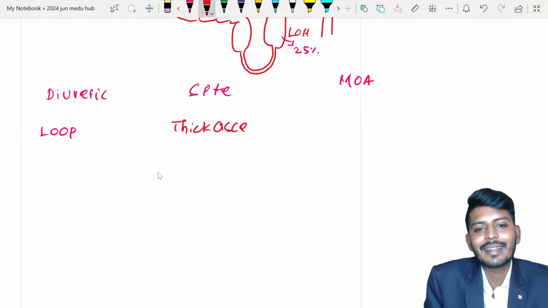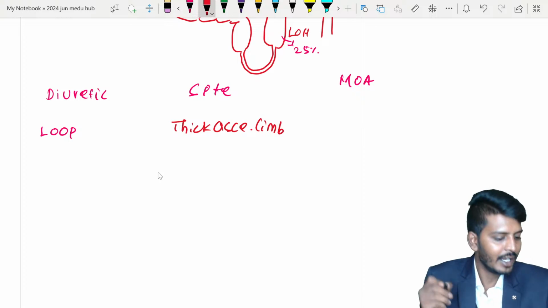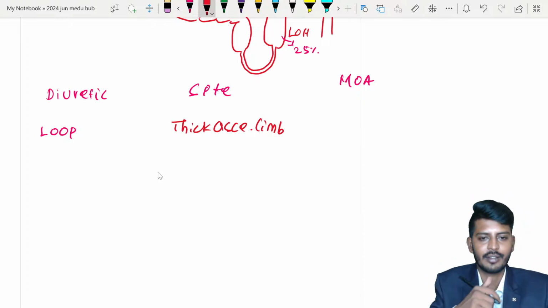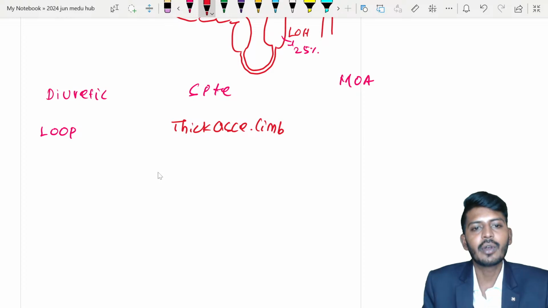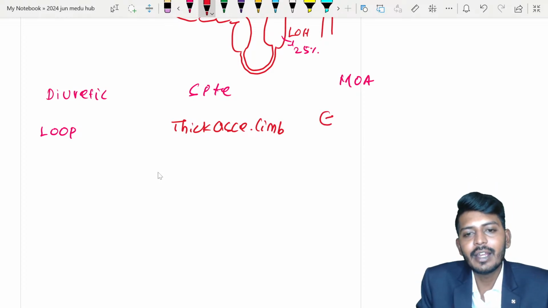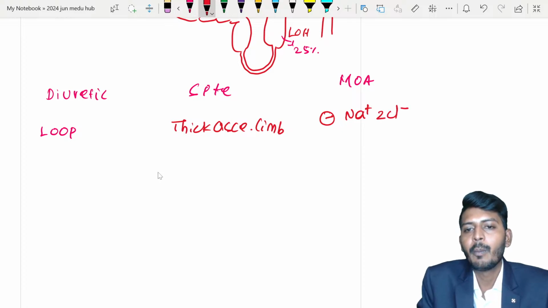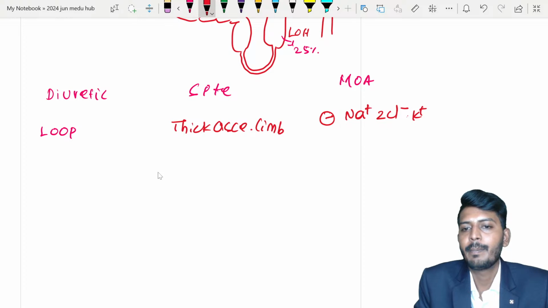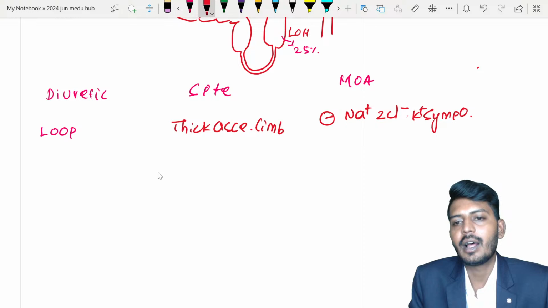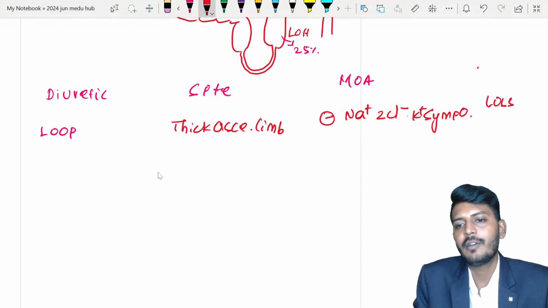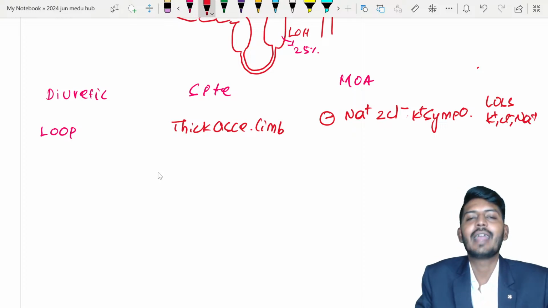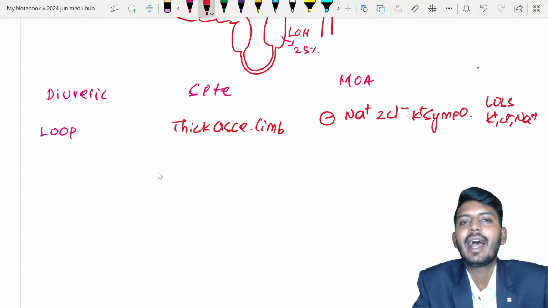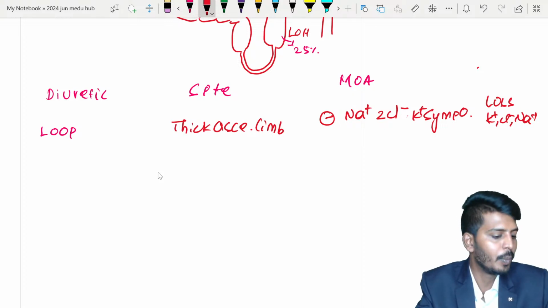Where will it act? Thick ascending limb. Okay, very good answer. All of you are absolutely correct. Thick ascending limb, and what does it do? It will inhibit the sodium-potassium-chloride symporter. Because of that, it will cause the loss of all three ions: potassium, chloride, and sodium. So hyponatremia, hypokalemia, and hypochloremia are the side effects of your loop diuretics.